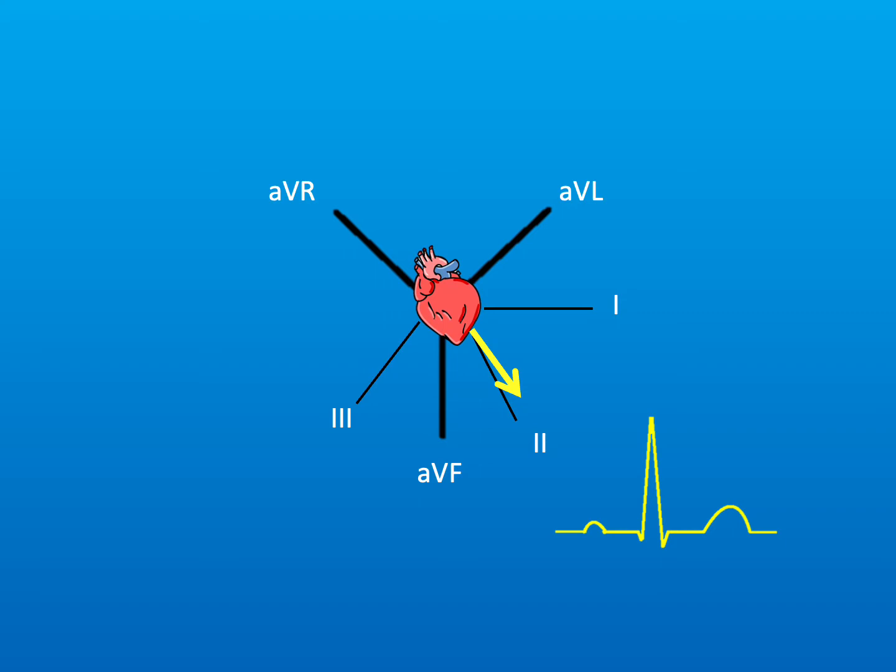On the other hand, AVR, which is at -150, as you can see there, is looking from the opposite side of the heart and the impulse is traveling away. So what we're going to get is negative deflections.